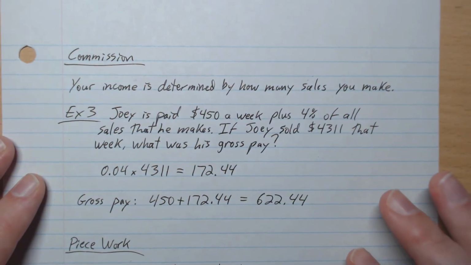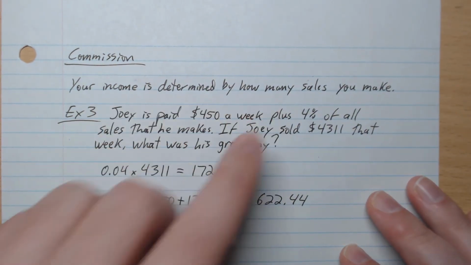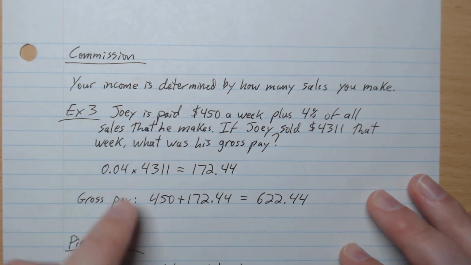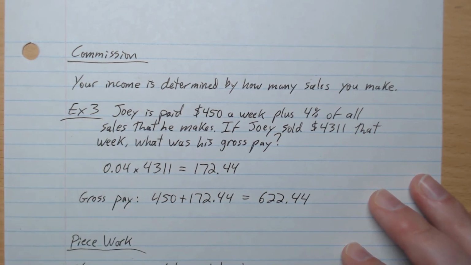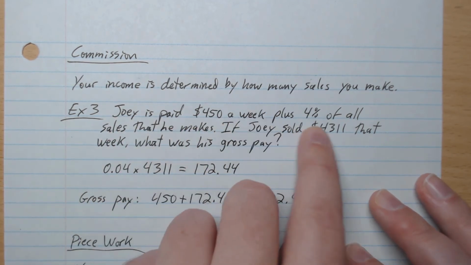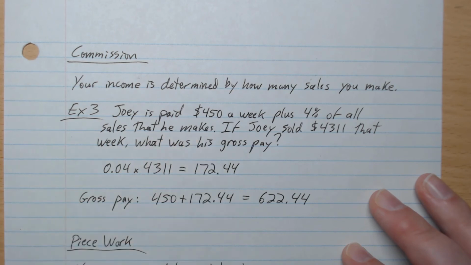Okay, commission. So this is where your income is determined by how many sales you make. Sometimes it's entirely depending on the amount of sales you make. Sometimes you're paid a certain amount plus commission. And so in this example 3 here, Joey's paid $450 a week plus 4% of all sales that he makes.